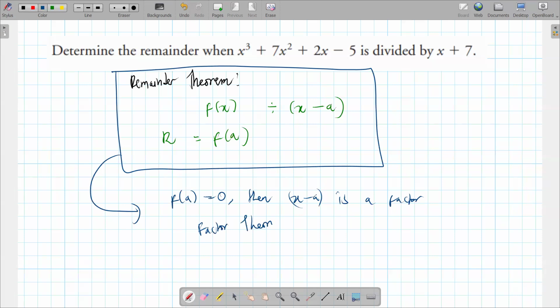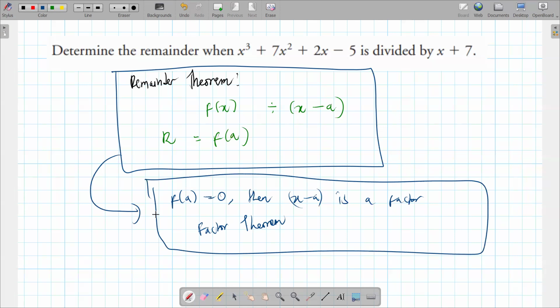So the remainder theorem and factor theorem are the bread and butter of factoring polynomials. This question is simply asking us to find the remainder. Yes, we could do synthetic division. Alternatively, we could just use the remainder theorem, which would make it very simple. So what you need to do is look at your divisor. It needs to be in the form x minus a.